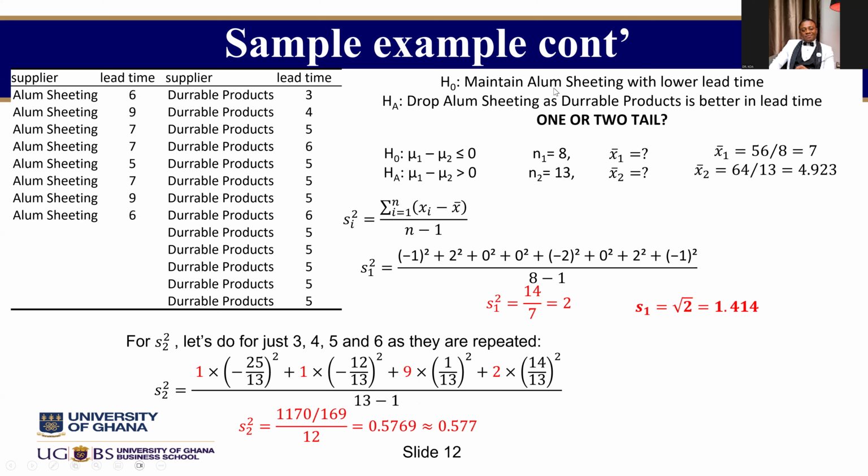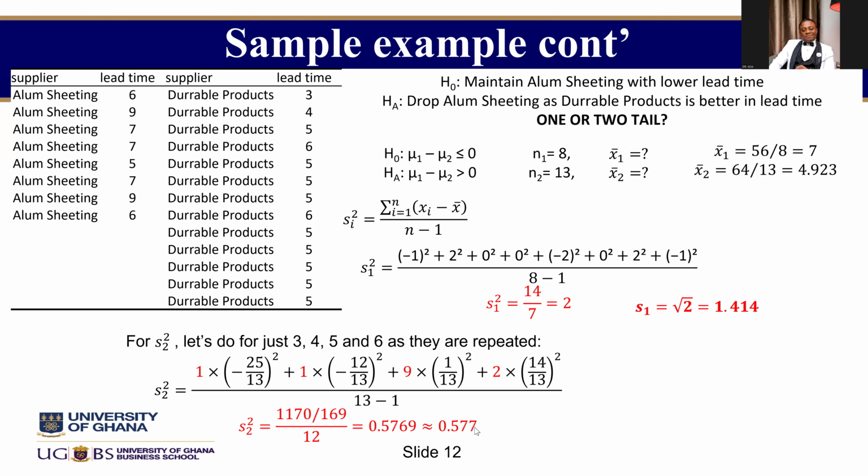You can do this yourself by just taking the 4.9. So you can just take the 4.9 for each one. You can say that 3 minus 4.923 squared. Then the next one is 4 minus 4.923, and I keep going. You get the same thing as this. Very good. So now you have the two standard deviations. One is 1.414. The other is 0.577.